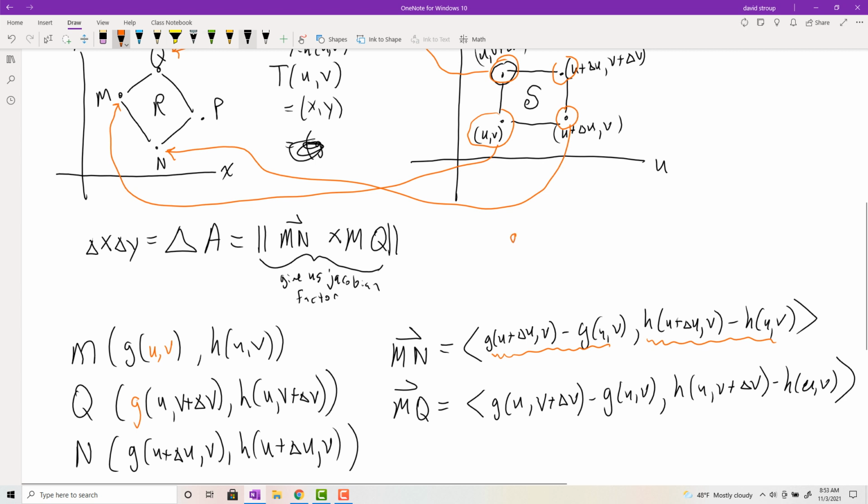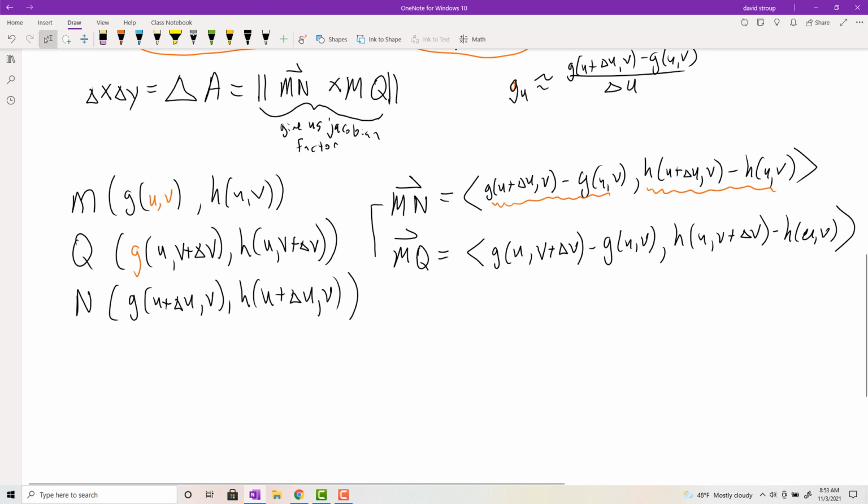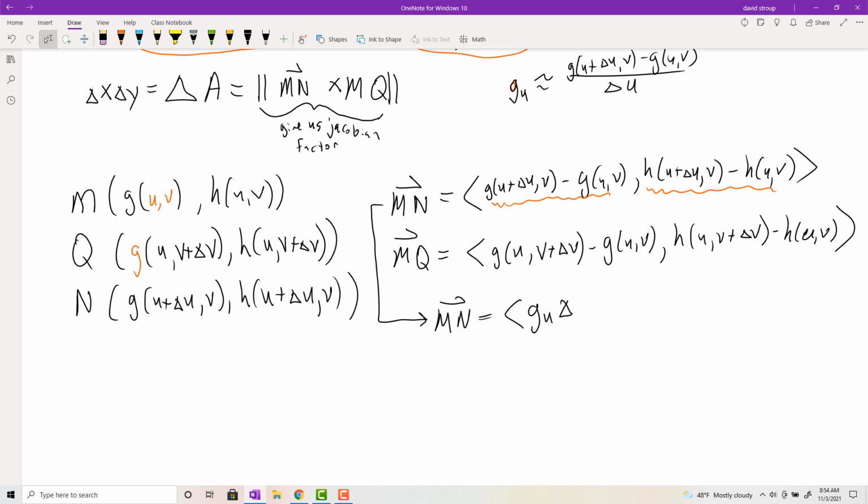So we could say the partial derivative of G with respect to U is approximately the same thing as G of U plus change in U, comma V, minus G of U, comma V, all over change in U. Then just multiply both sides by change in U, and we could rewrite this vector MN as the partial derivative of G with respect to U times change in U, and again we could rewrite the second component as the partial derivative of H with respect to U times change in U.